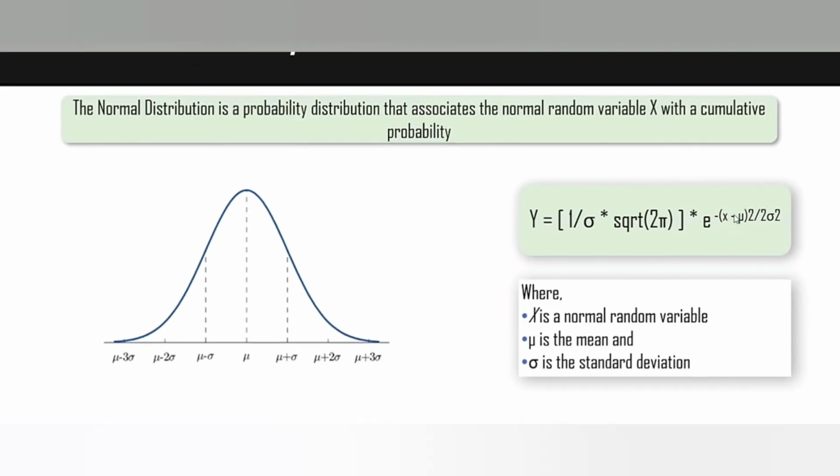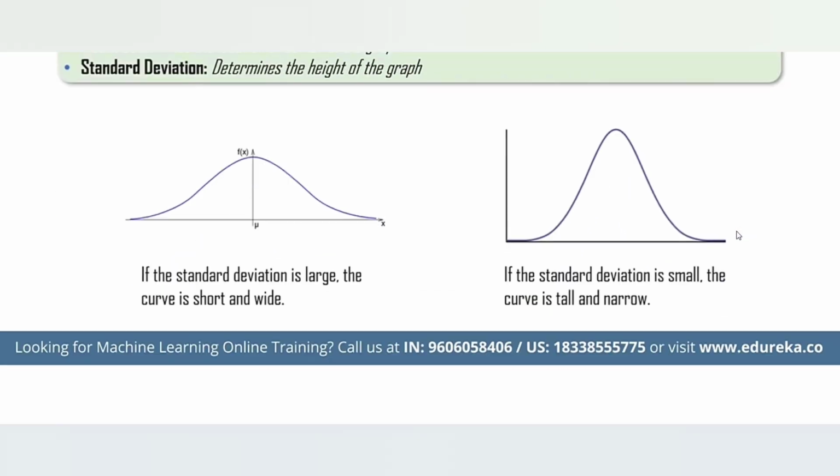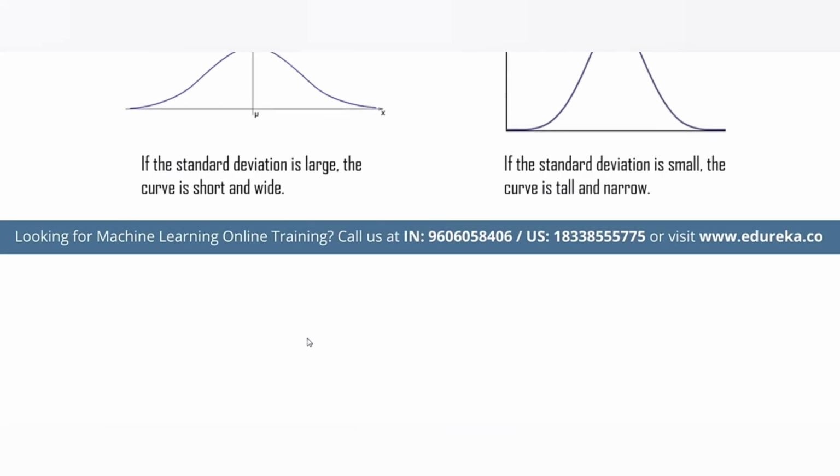The next thing is mean and standard deviation. The mean determines the location of the center of the graph, and the standard deviation determines the height. If the standard deviation is large, the curve is short and wide. If the standard deviation is small, then the curve is tall and narrow. So the shape of the curve depends on the standard deviation.